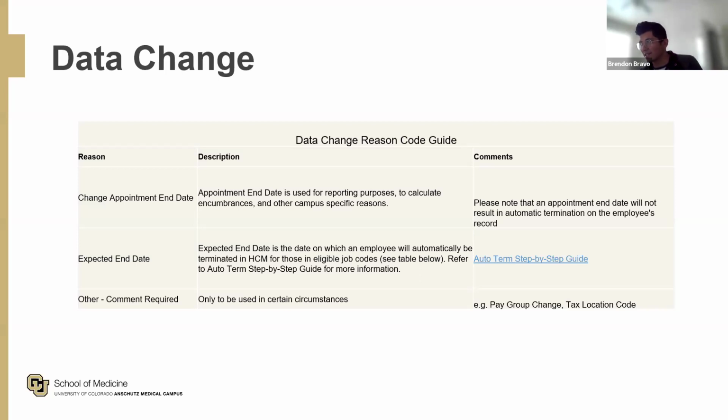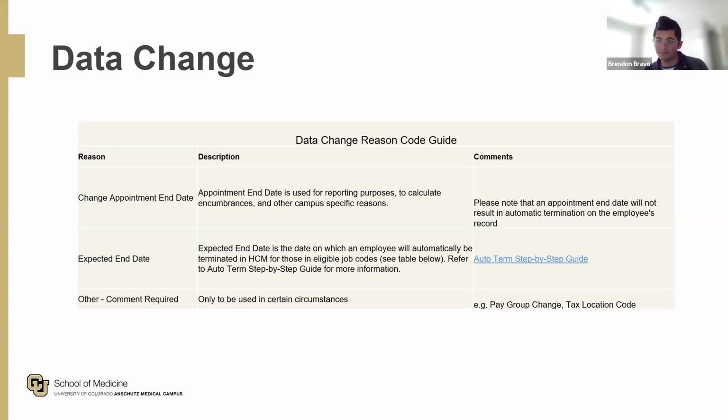But please note that on the appointment end dates, it will not result in automatic termination on the employee record. All it really does is make you not able to give them any more position updates because the position is supposed to be stopping. The expected end date is where you can use it to try and do an auto termination. Once it hits that date, it removes it. There's a guide there to figure that out. I haven't had to use that too much, so I haven't really seen that come up too often.